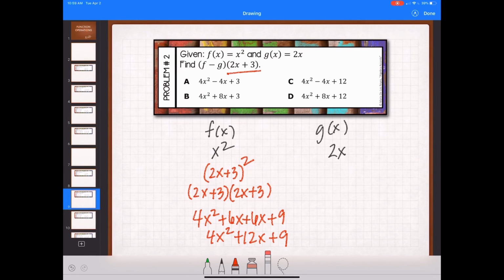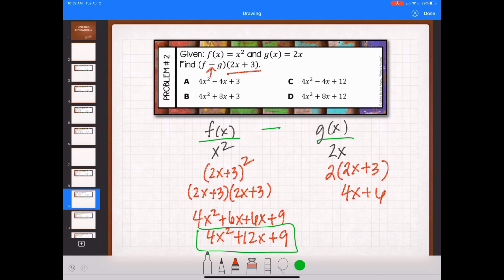Okay, then my g of x, I have 2 times my plug-in, which is 2x plus 3. Simplify, that's 4x plus 6. And then now it says I need to subtract the g from the f. So I'm going to take this f, I'm going to subtract the g. This one is my f. This one is my g. I need to subtract those two.